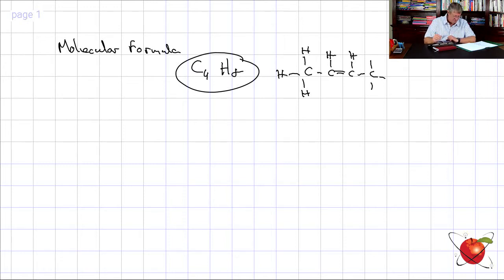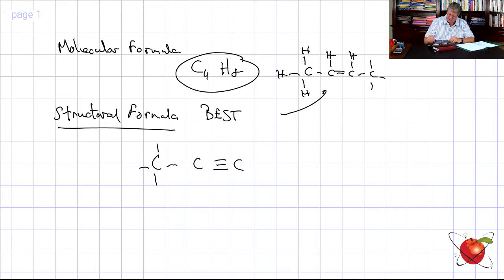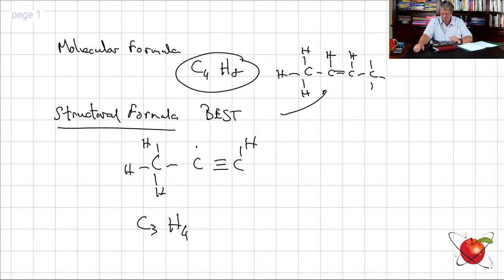Now, there's another formula. We can write it as a structural formula. Guys, I personally believe this is the best. The structural formula is in fact that. It's when you draw the carbon with all its sticks and its bonds and everything else, like so, 1, 2, 3, 4. So that's going to be C3H4, right? Because I've got 4 bonds there.